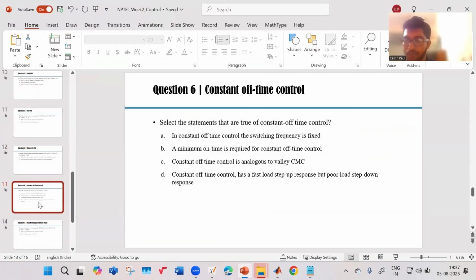Constant off-time control. So what statements are true of constant off-time control? So is the switching frequency fixed in constant off-time control? And is a minimum on-time required? And constant off-time is similar to valley current mode control or peak current mode control? And constant off-time control has a fast load step-up response, but a poor load step-down response. So which of the statements are true? Can you please let me know?